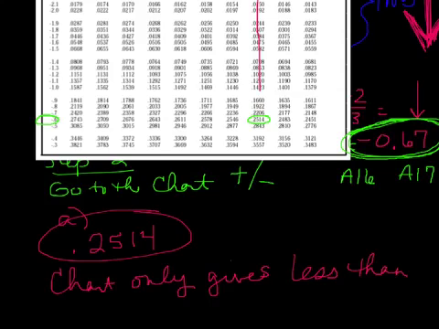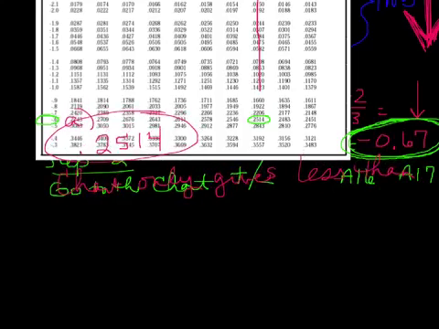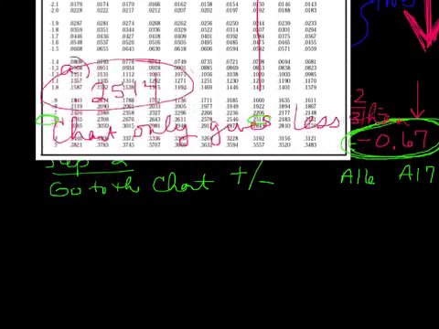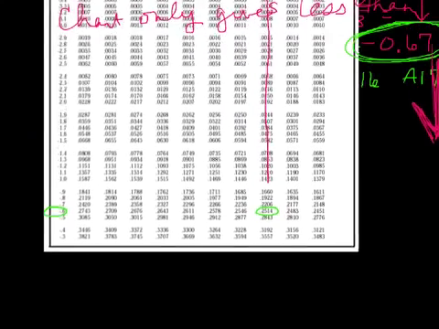Now to go to part B. Let me scoot all this stuff up. Part B wants the probability of being between 24.5 and 25.5. So that's actually a pretty lengthy problem.